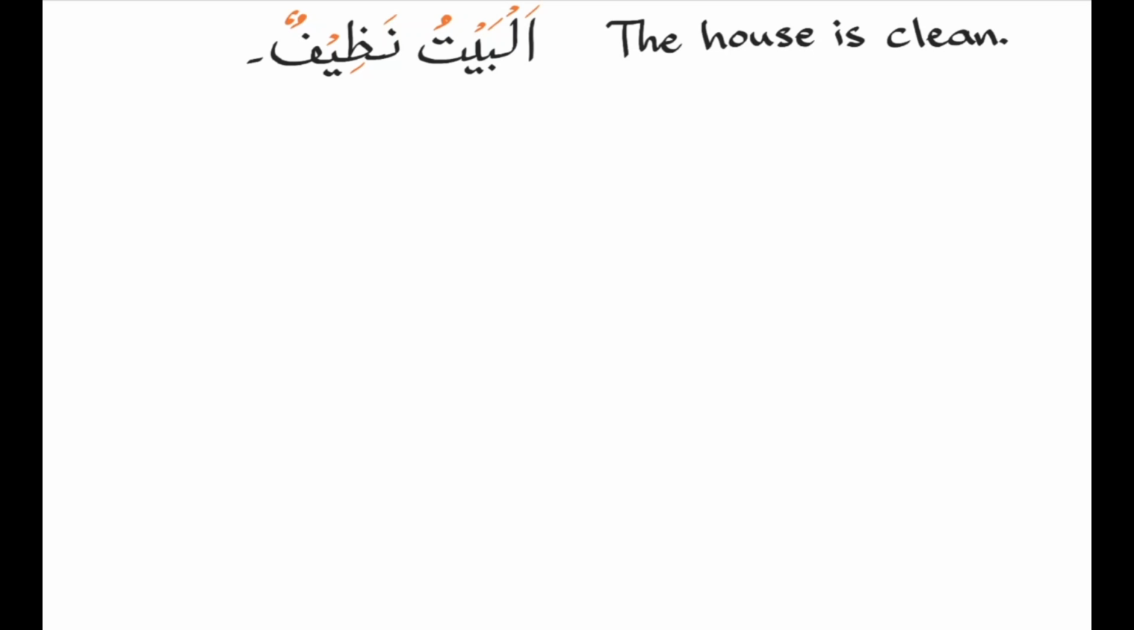And also note, lastly, that both of them are marfu'. There's a dhamma on the last letter of al-bayt, and there are two dhammas on the last letter of nadhif. The gist is al-bayt is mubtada and nadhifun is khabar. So both of them become jumlatun ismiyatun khabariyah.